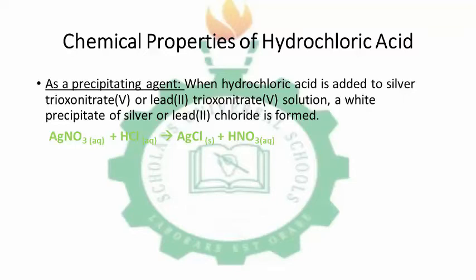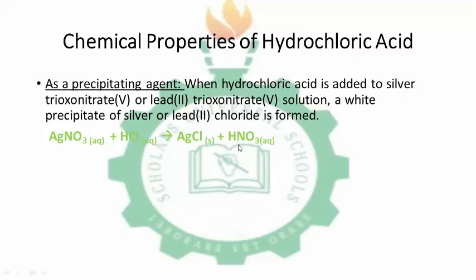Now, when hydrochloric acid is added to silver trioxonitrate(V) or lead(II) trioxonitrate(V) solution, a white precipitate of silver or lead(II) chloride is formed. It depends on the one you are using, whether you are using silver or lead. And this is an equation showing that of silver trioxonitrate. Now this silver trioxonitrate reacts with hydrochloric acid, forming silver chloride and trioxonitrate acid.